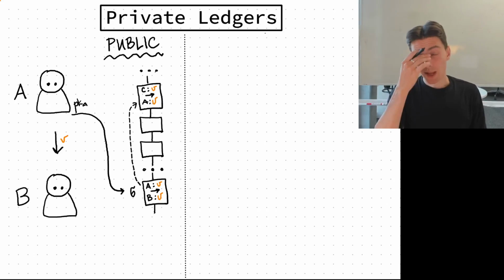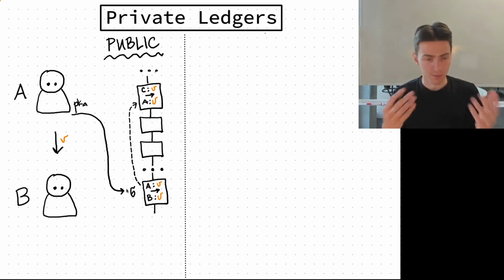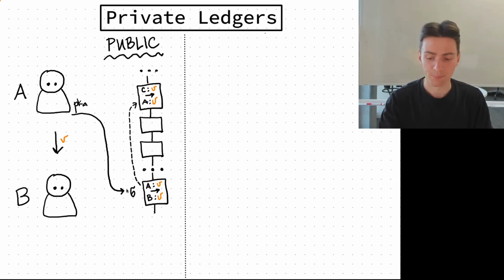So we start from a very basic separation between public and private ledgers. In the public world, you usually have transactions that send money in clear. If party A wants to send something to B, it needs to reference the previous transaction that sends money to A from C, and then it attaches a signature to prove that it authorizes this spend.